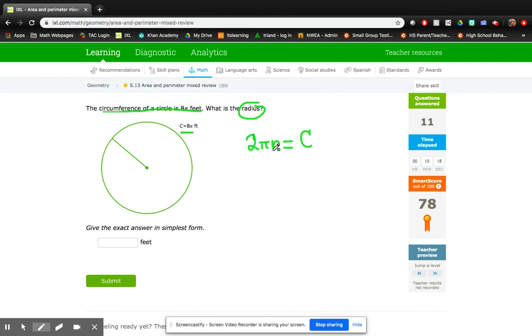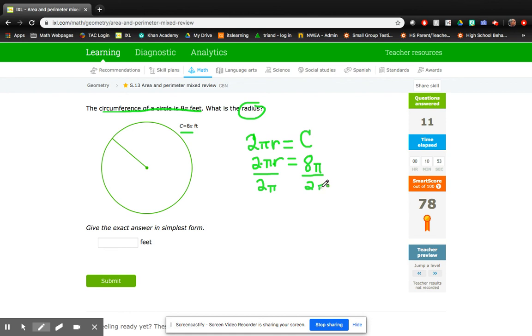Okay, so we're going to plug in 8 pi for the circumference here. And we're wanting to solve for the radius, and I can actually divide by 2 pi at the same time, or I can divide by 2 and then divide by pi, whatever you're most comfortable with. But because this is all multiplication, I can just divide away what I don't want on this left side. I can do it all at the same time.